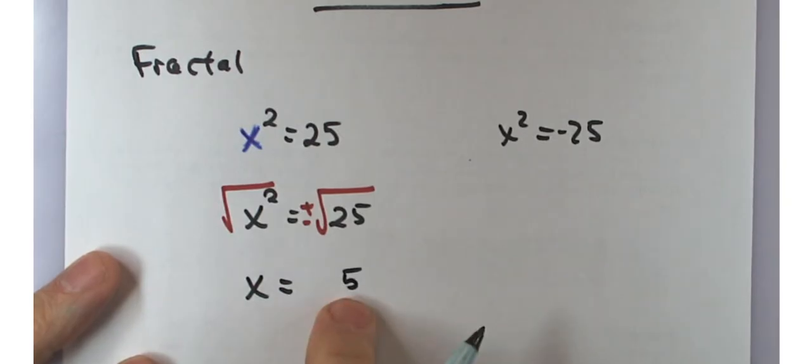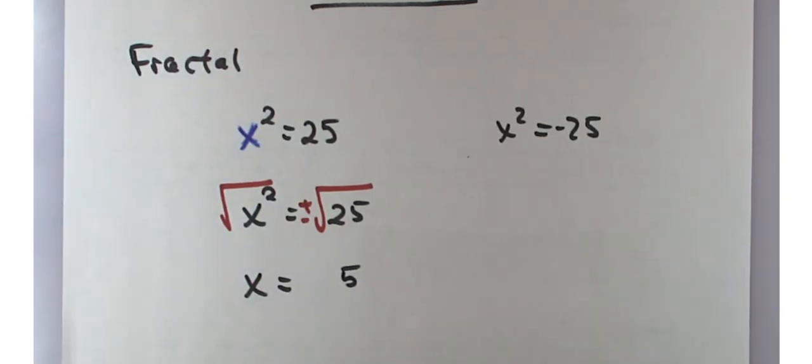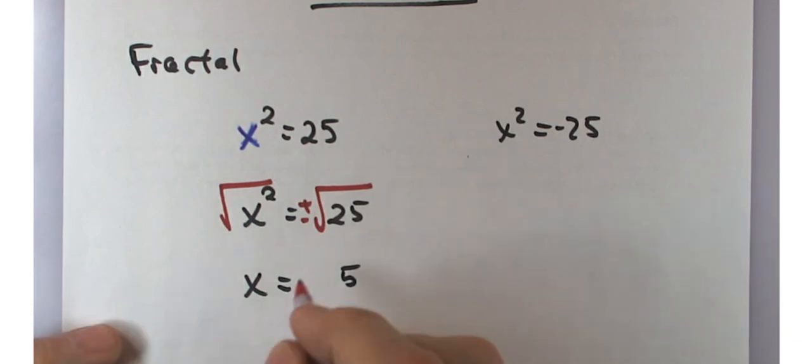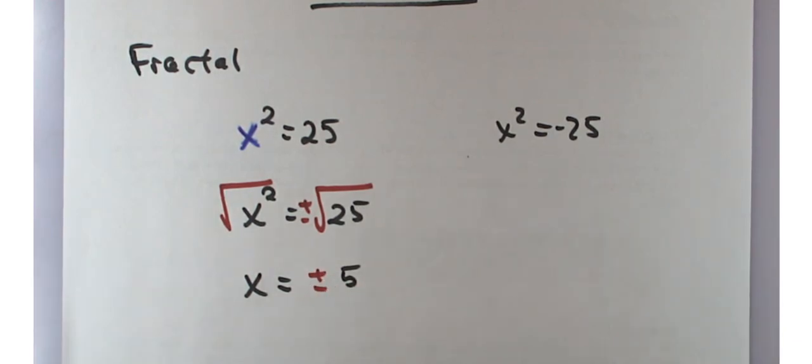You can square 5, and that'll give you 25, but you can also square negative 5. So there's really two solutions there. And this is called the square root property. Like I said, we'll investigate that more in chapter 10. And while I'm working on this, let me pass out a handout.